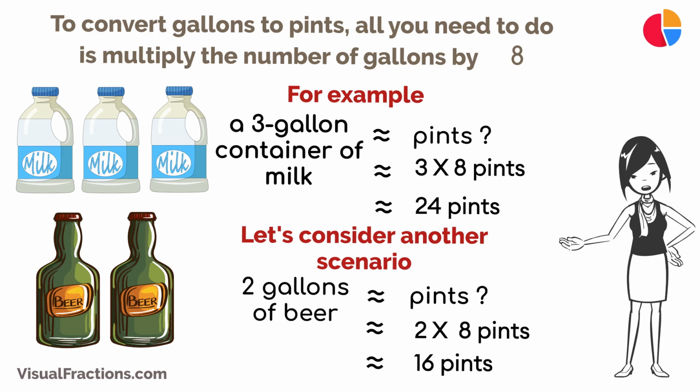And there you have it. Converting gallons to pints is a simple process. Remember that 1 gallon equals 8 pints. With a bit of practice, you'll become skilled at making this conversion, making your tasks involving volume measurements more efficient.